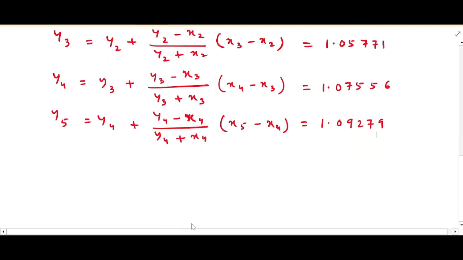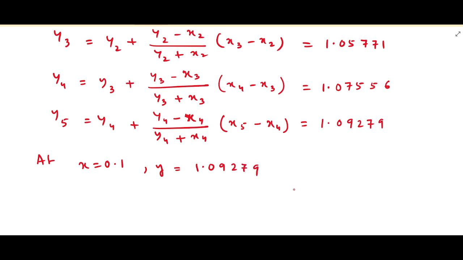Therefore, what is our y at x equal to 0.1? Our y is 1.09279. You can round it a little bit. If you want to round it, you can write 1.0928. After the decimal, take at least 3-4 digits, otherwise your result will vary a little bit from others.